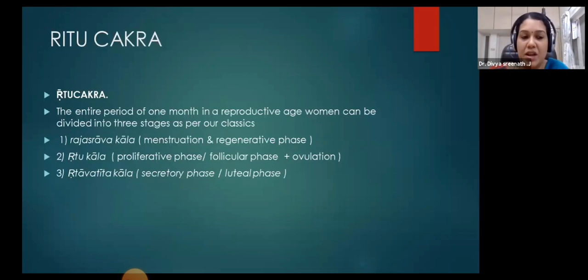Now we will move to the Ayurvedic correlation of the menstrual cycle, known as Rutu Chakra. We can classify this Rutu Chakra mainly into three. Rajasrava Kala: Rajasrava is the menstruation phase, and Rutukala is the proliferative as well as the ovulatory time. We can consider it as Rutukala, or the fertile period. Ridhavadita Kala is considered to be the secretory phase or the luteal phase.